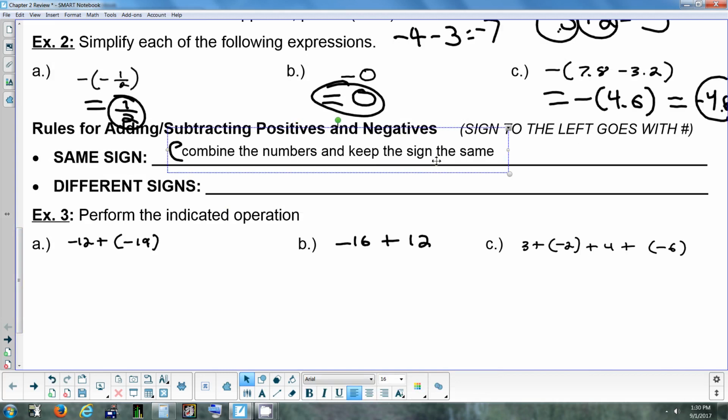Yep, so combine the numbers and keep the sign the same. A lot of people might get like -1 for something like this. That's wrong. Combine the numbers, keep the sign. They're both negative, make sure it's negative. They're both positive, make sure your answer is positive.